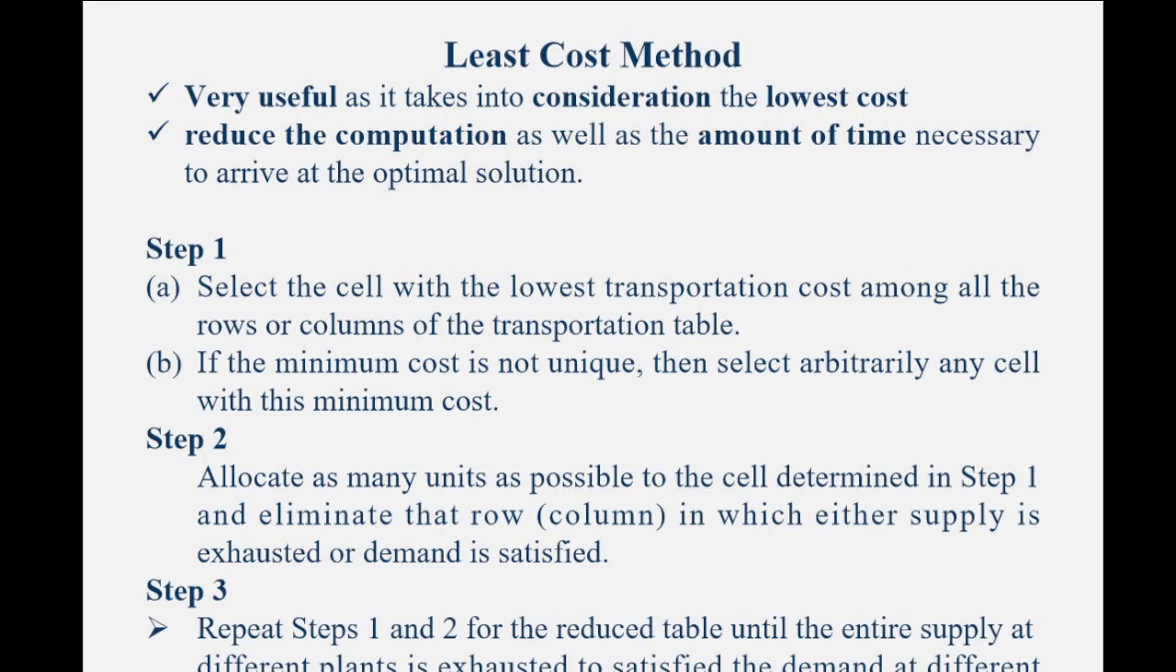So why are we going for the least cost method? Basically it is always going for the least cost, that is the lowest cost. So it is very useful, and because of that least cost, it is going to reduce the computation as well as the amount of time required to find out the optimal solution. So it takes less time and fewer steps. The steps are already listed, so if you want to go through that, you can go through later on.